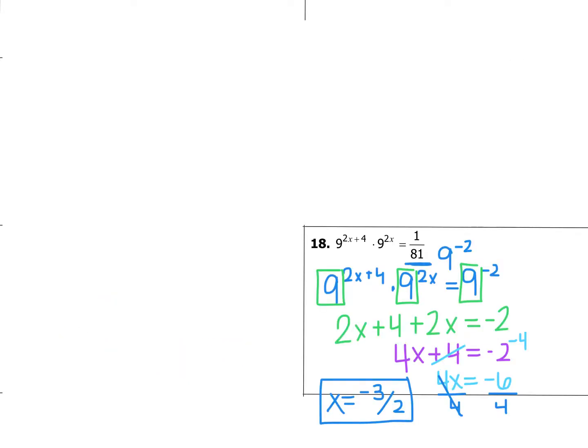And number 18, I had x equals negative 3/2. If you got that, go ahead and move on. If you didn't, I noticed that the bases were 9, 9, and then I had a fraction. So I know I was going to have a negative exponent. So I can rewrite 81 as 9 to the second, but because it's in the denominator, it needs to be 9 to the negative second. So my bases are all 9, so I can write 2x plus 4 plus 2x, because when I'm multiplying the bases, I add the exponents, equals negative 2, and then I solve my simple equation, and I get negative 6 over 4, which reduces to negative 3/2.